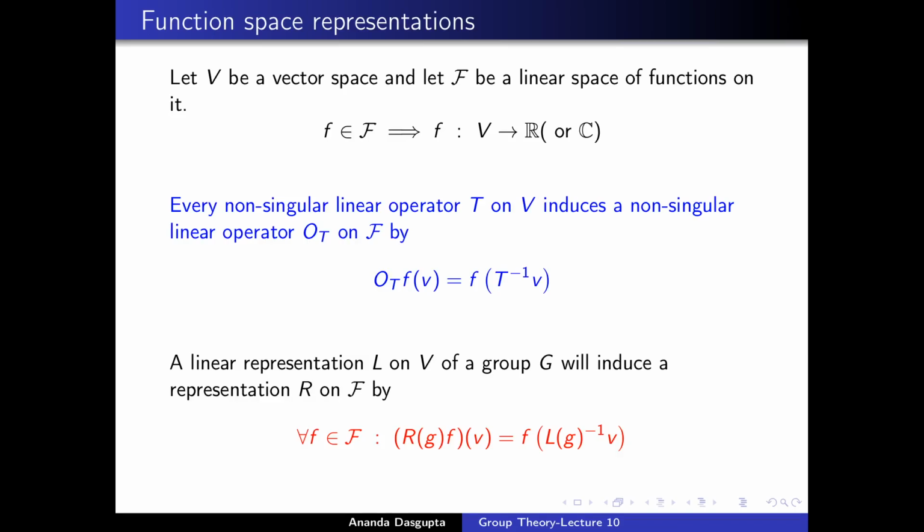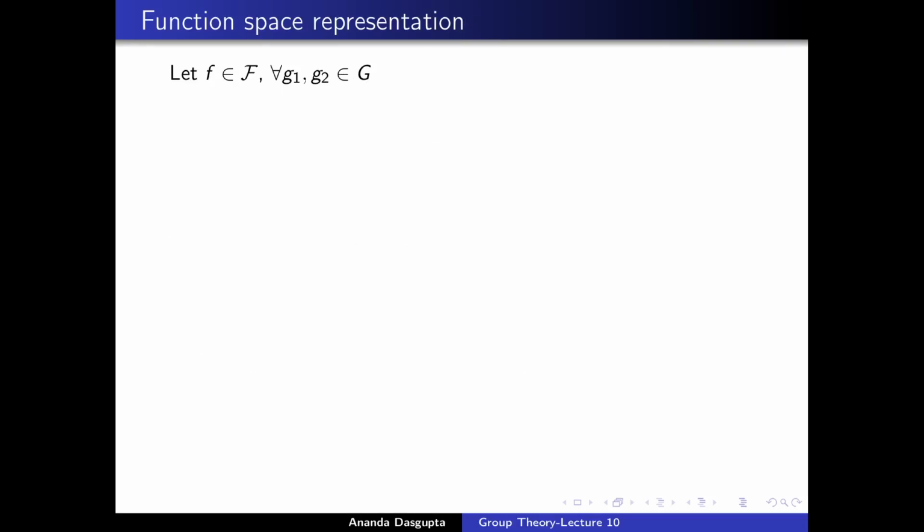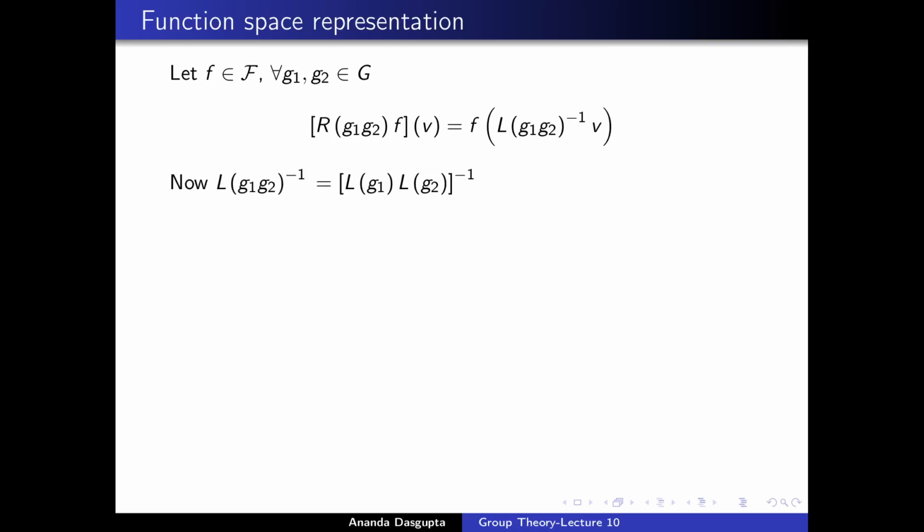To see this, we start with a function small f from curly F and two arbitrary elements g1 and g2 from capital G, and ask ourselves what exactly does R of g1 g2 do to f. And to find that out, we take this function R of g1 g2 f and apply it on v, a vector, and according to our prescription, this is the same as f acting on the linear operator L of g1 g2's inverse acting on v. Now, L of g1 g2 inverse is L of g1 L of g2's inverse, because L is a representation, so the map L is a homomorphism, and therefore it's L of g2 inverse L of g1 inverse.